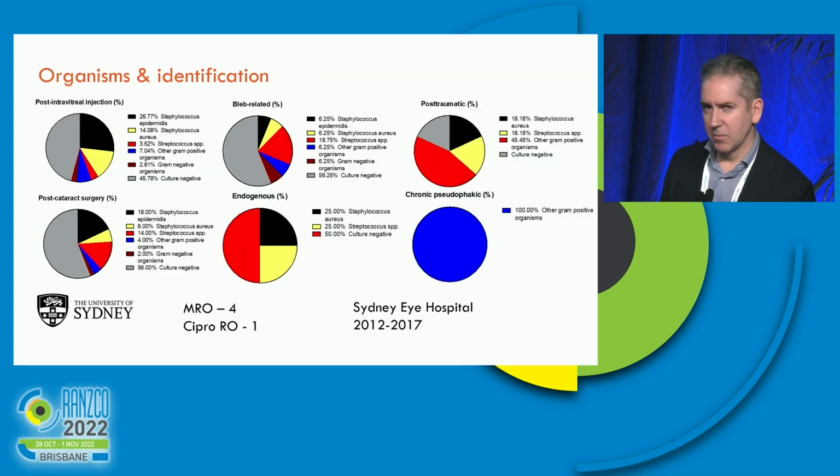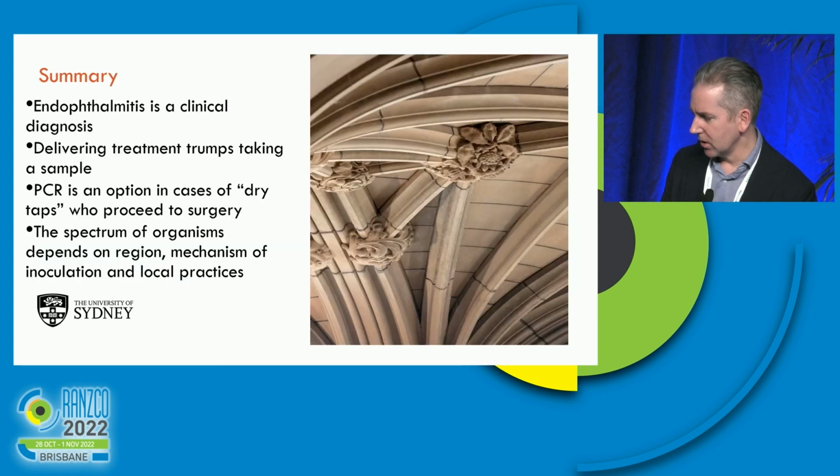This slide just summarises with pie graphs the causative organisms for the different forms of endophthalmitis. Bleb-related endophthalmitis we'll hear about in a moment, so there is an overrepresentation of Streptococcus species infection in such cases. We heard from Penny about endogenous endophthalmitis, and I spoke about chronic postoperative endophthalmitis a little bit earlier.